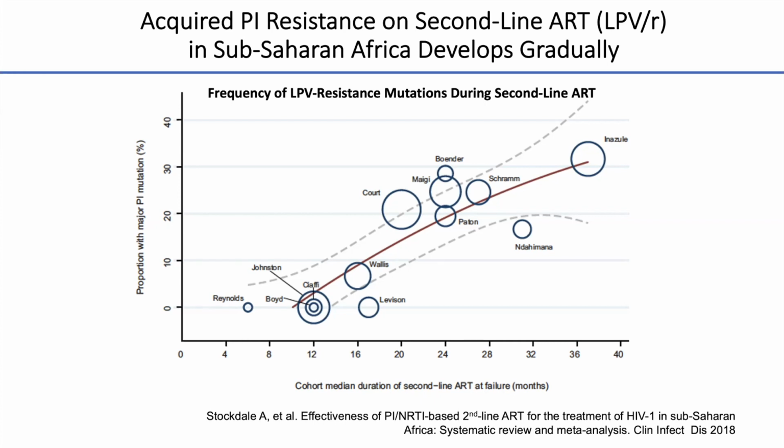The risk of emergent PI resistance in PI-naive persons receiving boosted darunavir is much lower than for lopinavir. It occurs at an extraordinarily low rate and to some extent is almost unreportable. Fewer data are available for boosted atazanavir, but it's likely to be similar in the rates of resistance that we see with boosted lopinavir. So I will stop sharing now, because this concludes my talk, and hand it over to Dr. Ceccherini Silberstein.